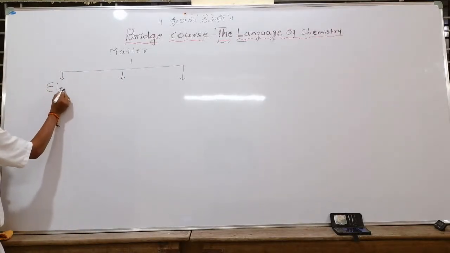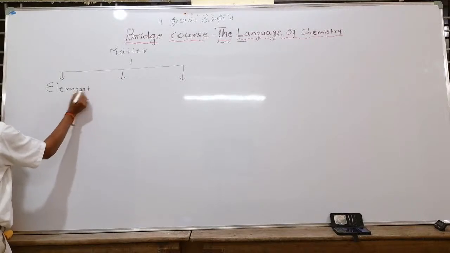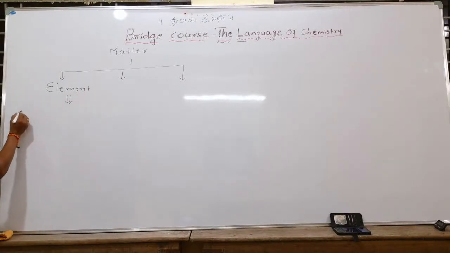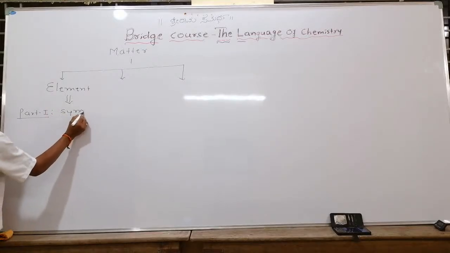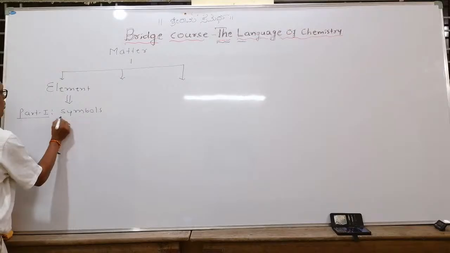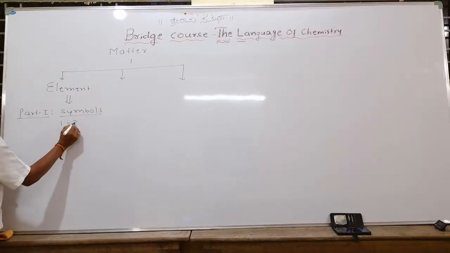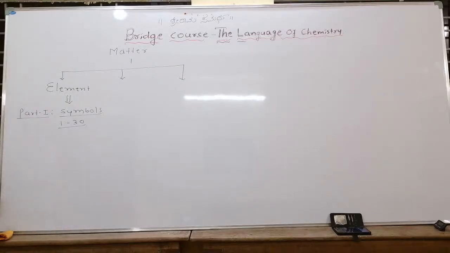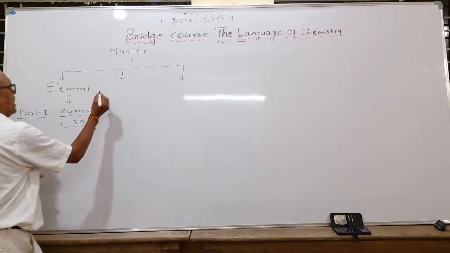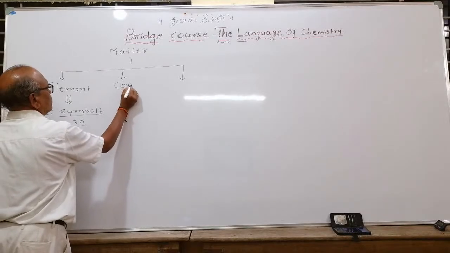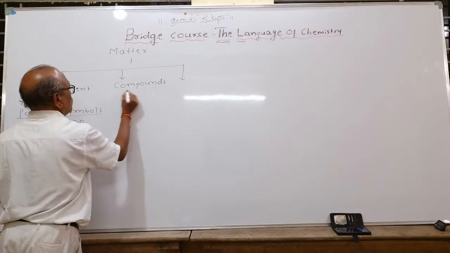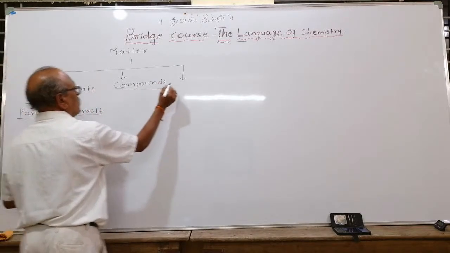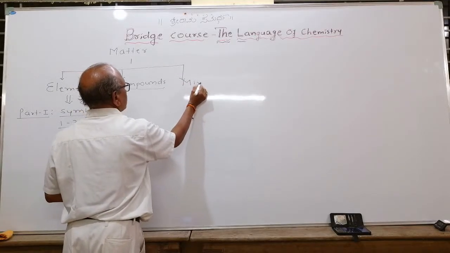One is element, and these elements are represented by symbol. This is the first part of the language of chemistry, which is alphabet. That generally elements are represented by symbols we are discussing, right? I hope you made at least first 30 elements up to zinc perfect. Okay, and second part is compound. Classification of the matter into elements, compounds and mixtures.